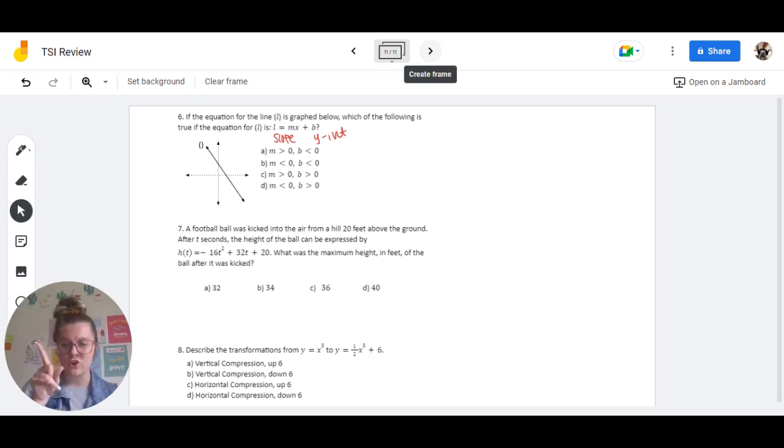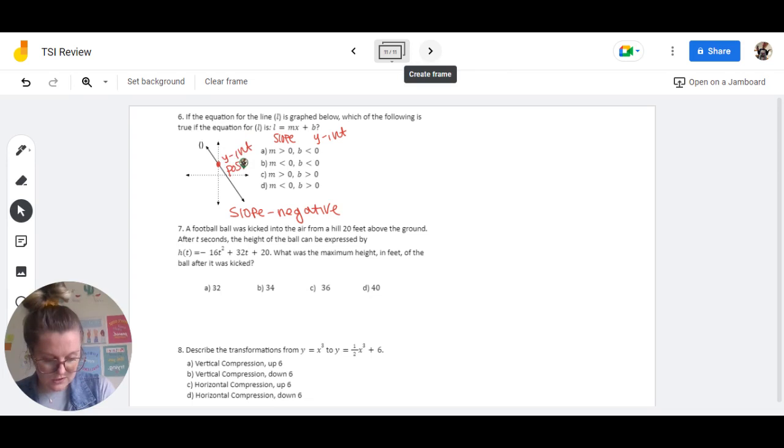And now I'm going to go ahead and look at this line. This guy is going downhill, so my slope is going to be negative. And my y-intercept is here. I'm not really sure where that is, but I know it's above 0. So I'm going to say my y-intercept is positive. So now let's go ahead and look at our answer choices. M again is our slope. We said it was negative. So the first one says m is greater than 0, which I'm like, nope, I know it's negative. So I'm going to cross that guy out. And I'm going to cross out C because it also says I have a positive slope.